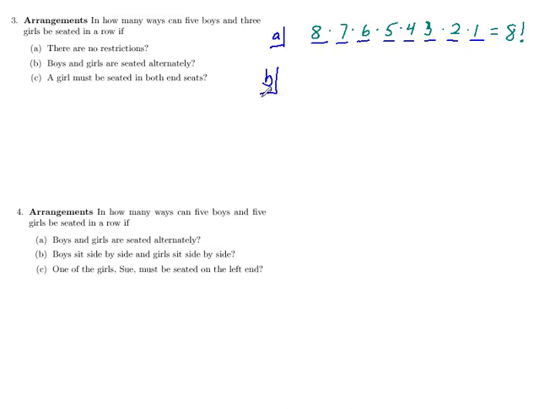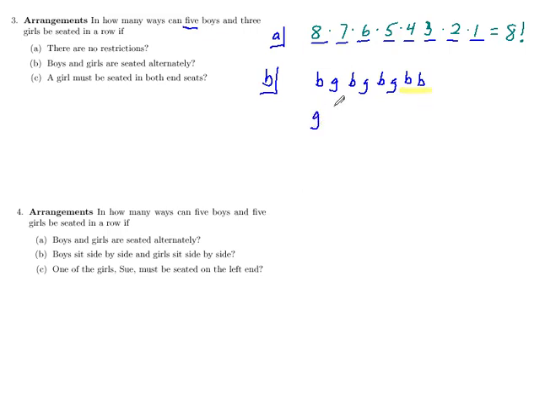Part B says the boys and girls are seated alternately. Well, alternately means boy, girl, boy, girl. Now, I have 4 boys and 3 girls listed here, but I had 5 boys to start with. So if I place a boy at the end, in other words, boy, girl, boy, girl, boy, girl, boy, boy, this last little bit is not alternating, so that's not possible.